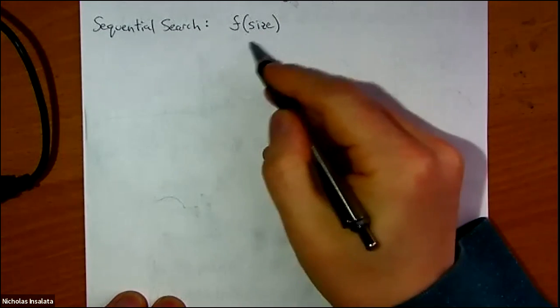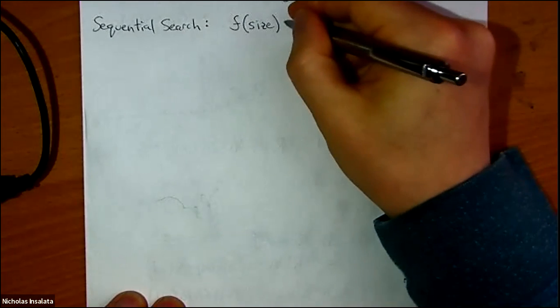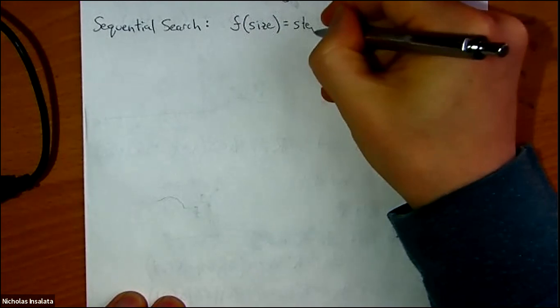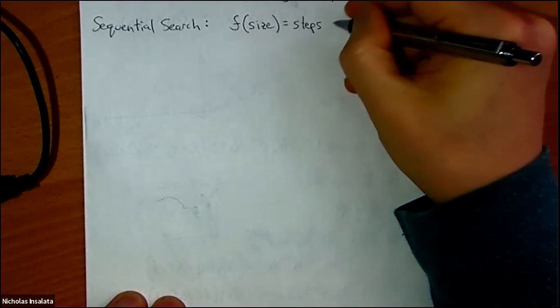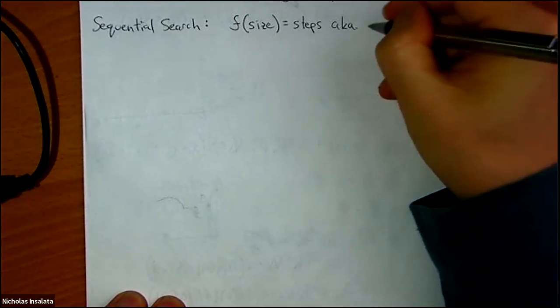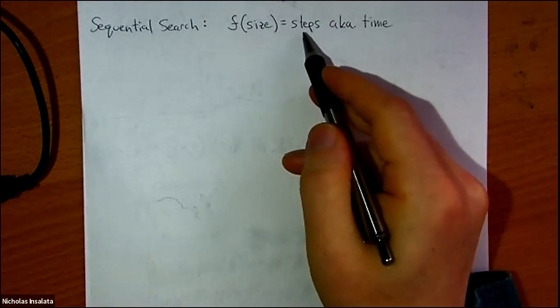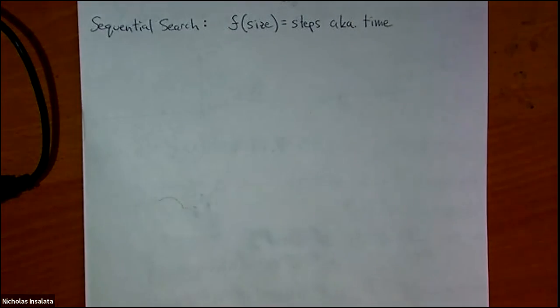And when we plug the size of the list into our function, that's going to give us the number of steps that the algorithm takes, which is also how long it takes, the amount of time. The number of steps that an algorithm takes is the same idea as how long it takes, because there's a fixed amount of time for each step, right?